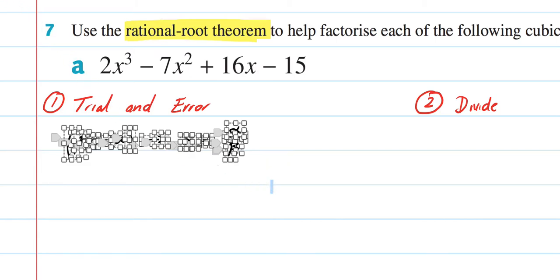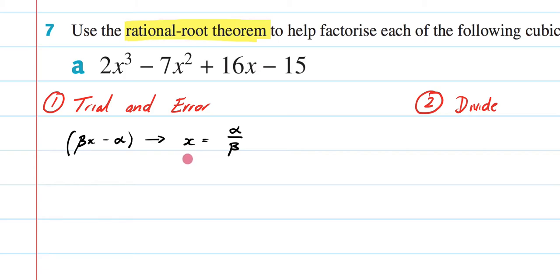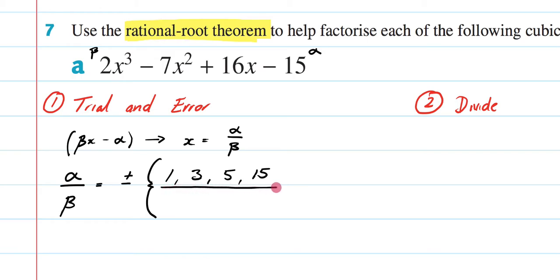All right, so let's now continue. The next thing that we're going to do is figure out what this alpha over beta is going to be. We know that alpha is going to have to be a factor of 15, and we know that beta is going to have to be a factor of 2. I like to put those there to remind me of that fact. We're going to have to consider both positives and negatives of them. I'm going to list out all my factors of 15: 1, 3, 5, and 15. And then I'm going to list out all my factors of beta: that's going to be 1 and 2.